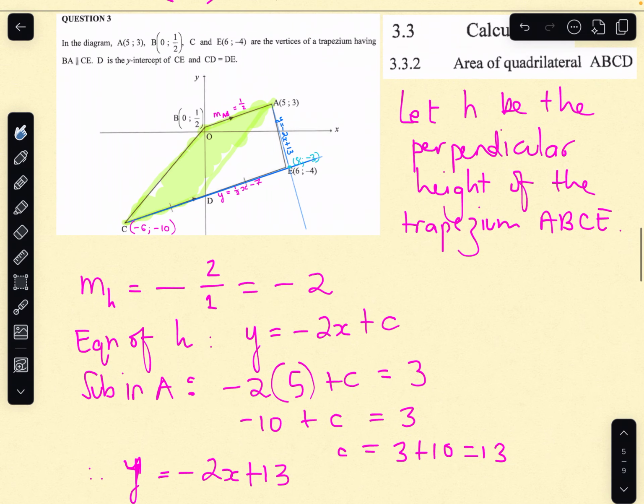Okay, so now I'm going to calculate the length of H, which is just that perpendicular height, and then I'm going to calculate the length of BA and the length of CE, which are my two parallel sides of the trapezium, and then I'll be able to get the area of the trapezium. And then I'm going to calculate the length of this triangle's base. I will already have the perpendicular height from my previous calculation, and then I'll be able to get the area of this triangle. Okay, so let's do that.